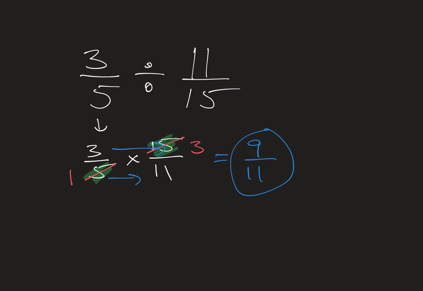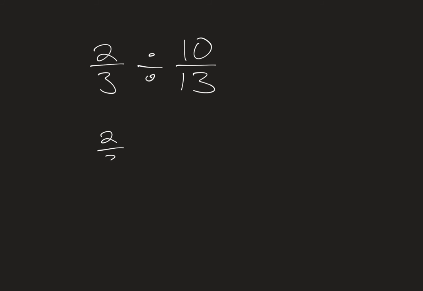Next example, 2/3 divided by 10/13. First number stays the same, 2/3. We change our division to multiplication. And the second number, the 10/13, we're going to flip, take the reciprocal and make it 13/10.